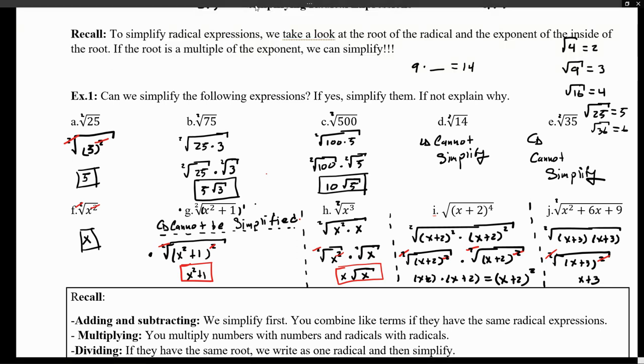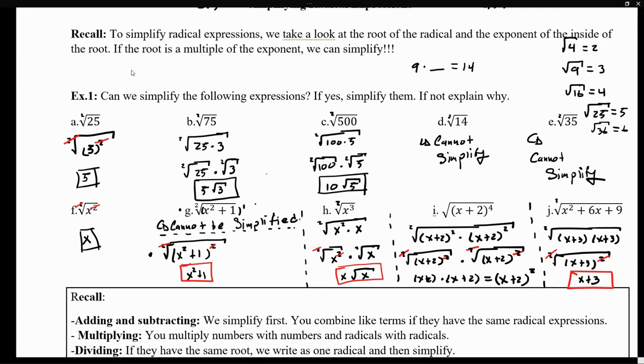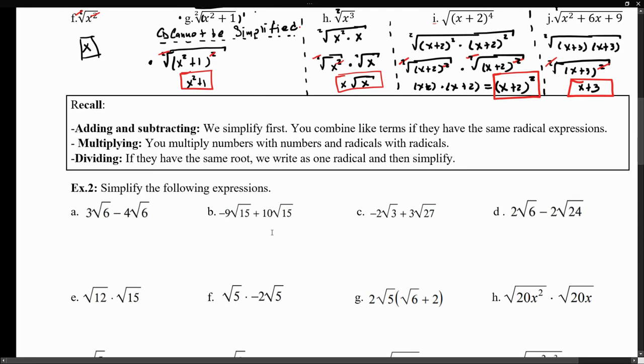So notice that all the examples that we've been doing so far are all about simplifying radicals. But sometimes we want to do more than that. Sometimes we want to add numbers that perhaps have some square roots on them, or we want to multiply, or we want to divide. So let's take a look at some examples in here.